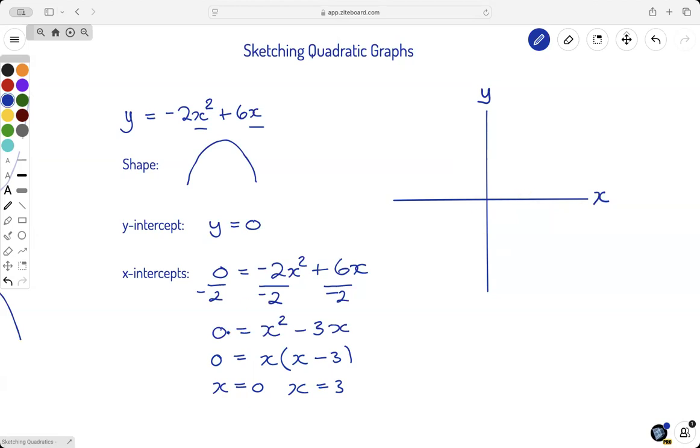So now I need to mark on all of these intercepts on my graph. Don't need to put the value here because it's the origin, but this one here, x equals 3, I do need to mark that on to get the mark for that.